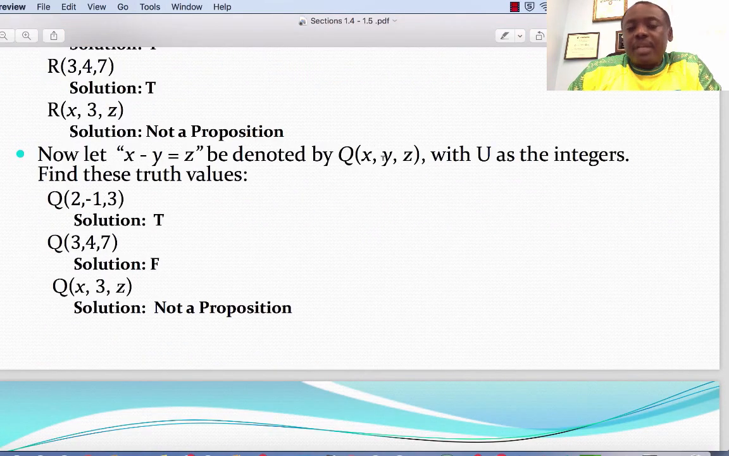Now let the predicate or the propositional function Q of x, y, z be x minus y equals z, and you can find out whether Q of 2, -1, 3, 3, 4, 7, and x, 3, z are propositions or not, and what their truth values would be. Just like the first example, x and z are still variables, and so this is not a proposition.